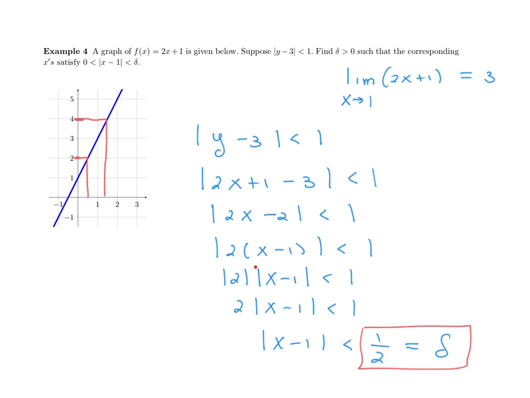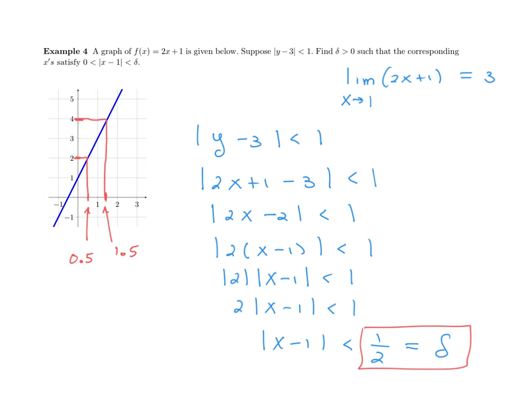What does that mean? That means you can go a distance of a half from 1 this way and that way. So it's that this spot is supposed to be 1.5. And this spot here, well, that was supposed to be 1 minus a half or just 0.5. So that's how far you can go away from 1 in order to make sure that every x value in here gets mapped to something that's a distance of 1 from the limit.